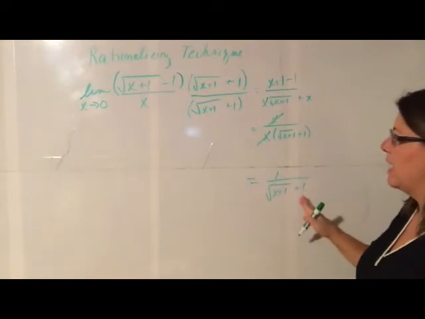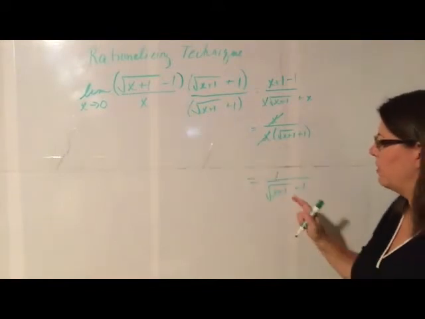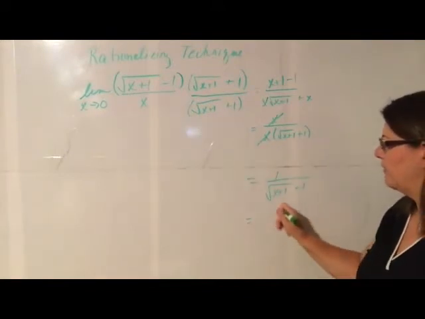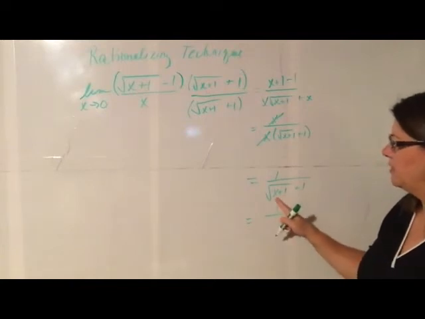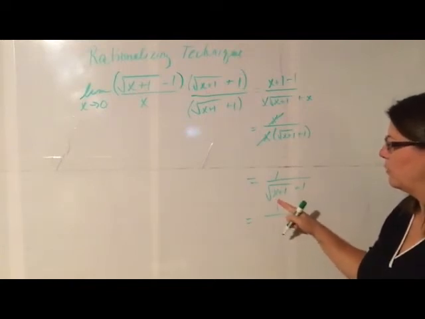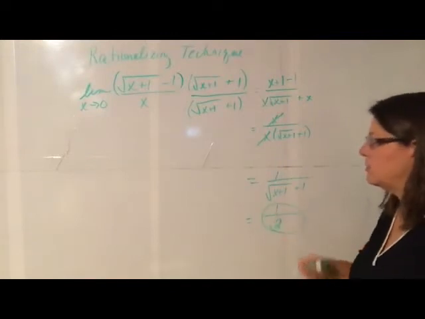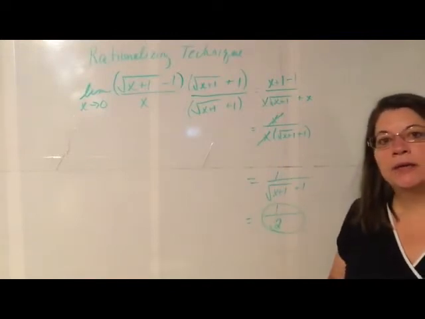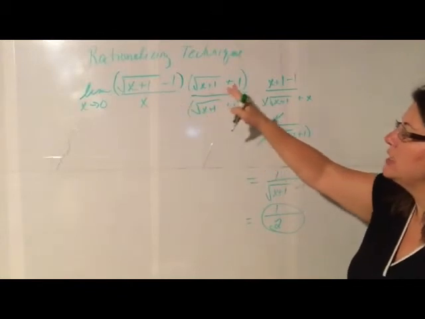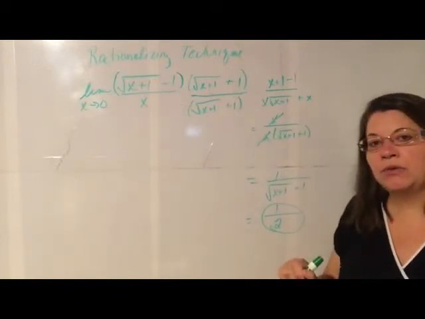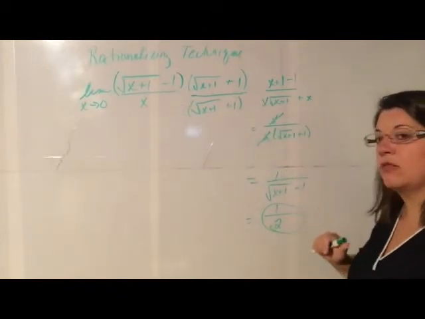So if I now do direct substitution and I plug 0 in, on the top I have 1, and on the bottom 0 plus 1 is 1, square root of 1 is 1, plus 1 is 2. So my answer to that is 1/2. So multiplying by the conjugate gets rid of the radicals and allows us to get a simple answer.